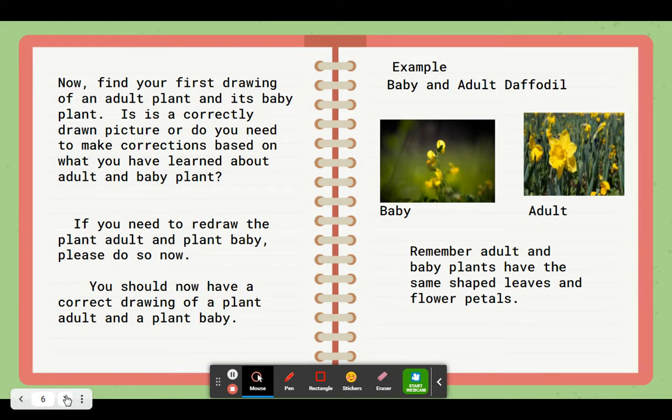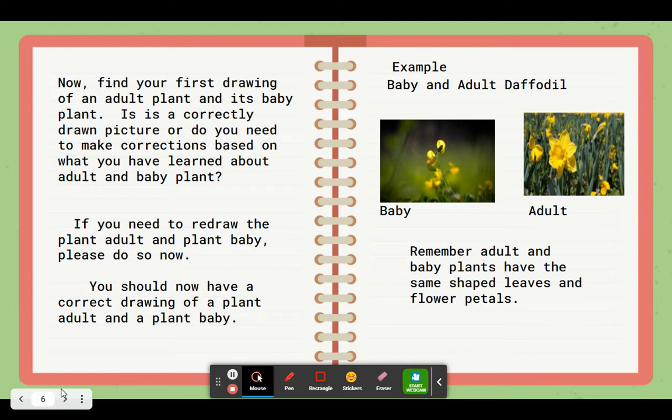Now find your first drawing that you did yesterday of the adult plant and its baby plant. Is it a correctly drawn picture, or do you need to make corrections based on what you have learned about adult and baby plants? If you need to redraw the adult plant and plant baby, please do so now. You should now have a correct drawing of a plant adult and a plant baby.